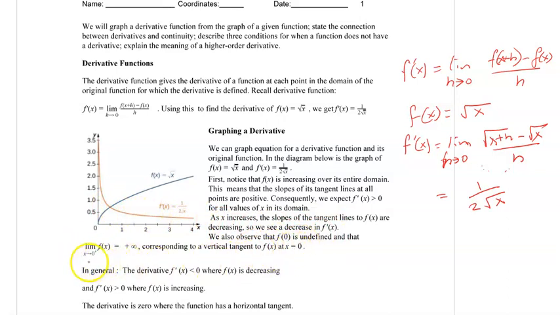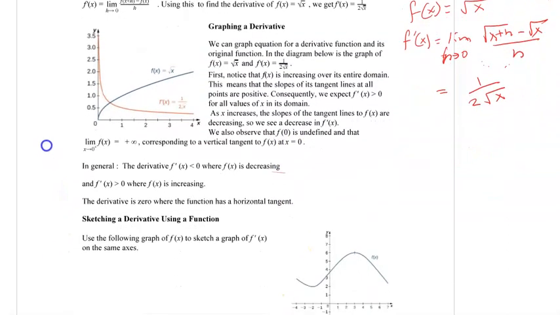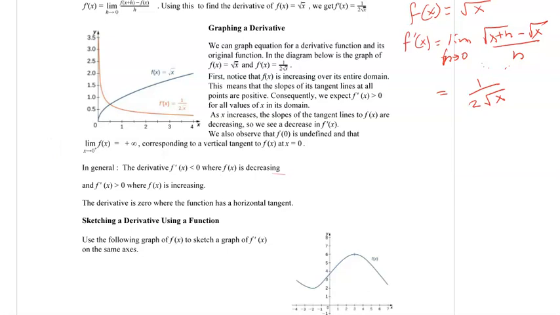So in general, if the derivative f prime of x is less than 0, that means it's negative, our original function was decreasing. And the derivative is always greater than 0, always positive, where our original function is increasing. And finally, the derivative is 0 where the original function has a horizontal tangent. Now we can use these ideas to sketch the derivative of a function.